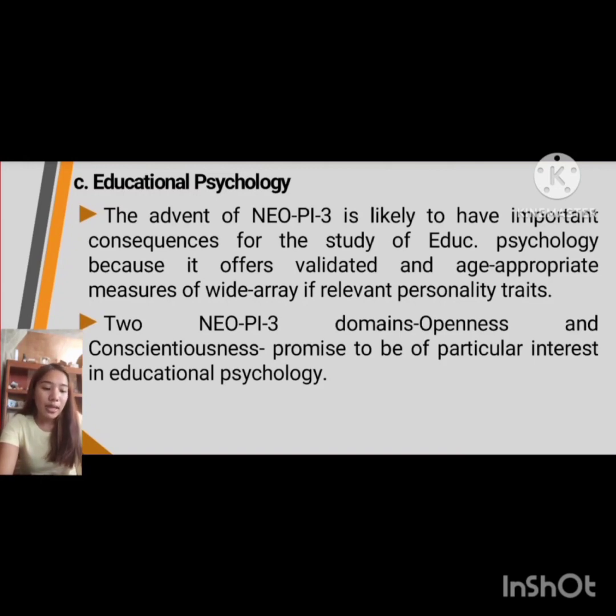So the NEO will provide a thorough and proven assessment of someone's emotional, interpersonal, experiential, attitudinal, and motivational styles in educational psychology. For example, in clinical settings, in schools, in guidance counseling, and in other educational settings. So this is our report from Group 4.